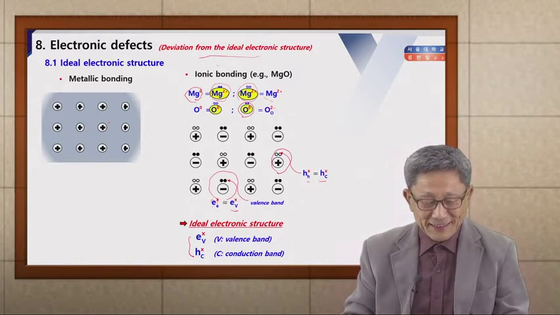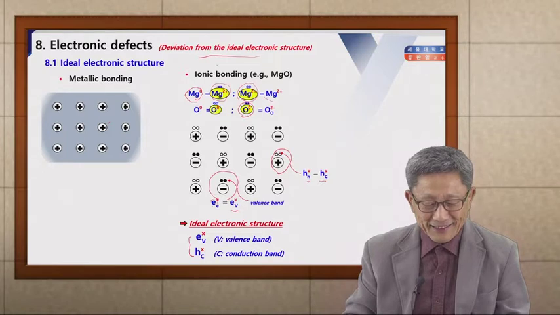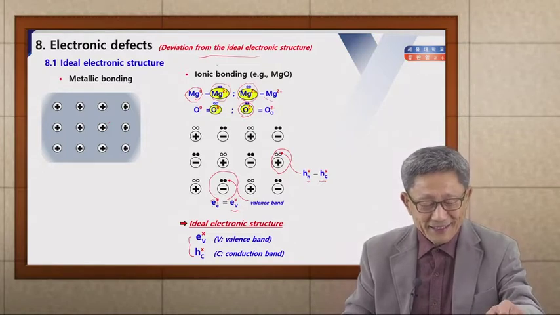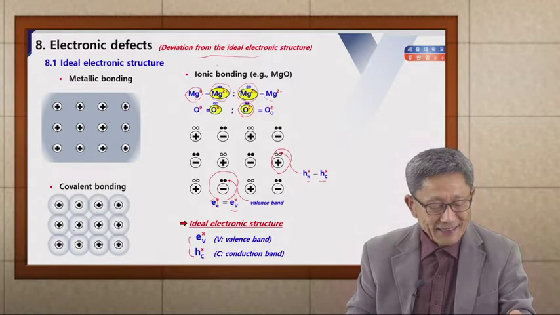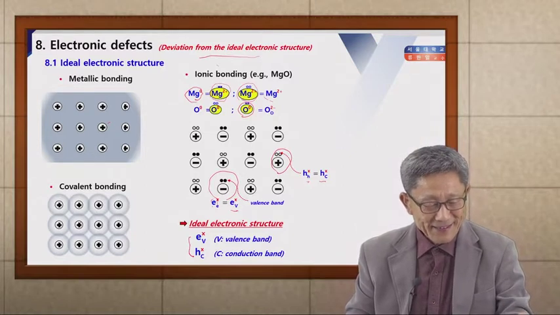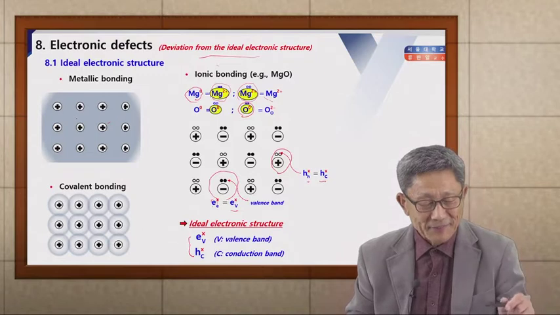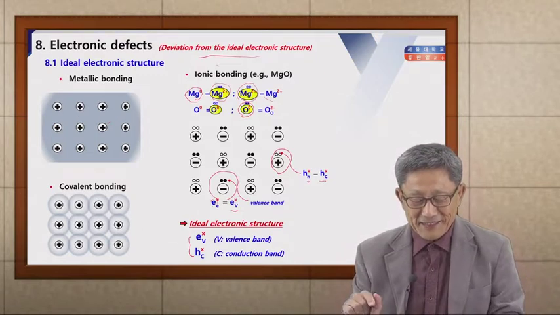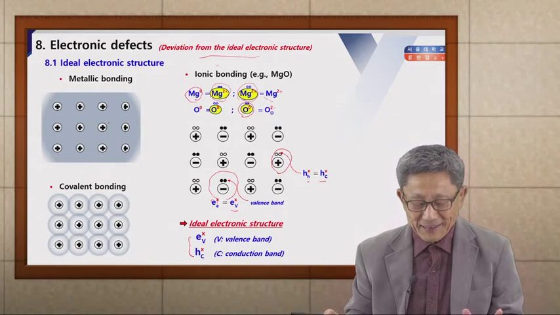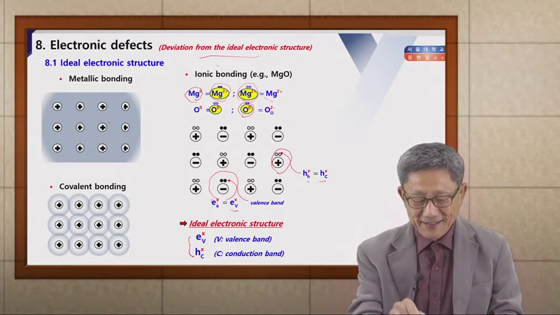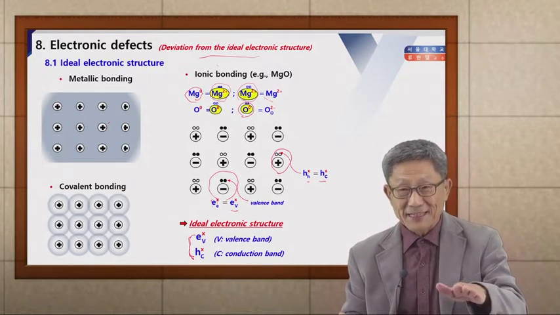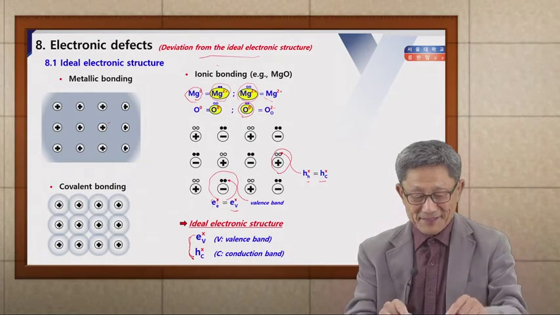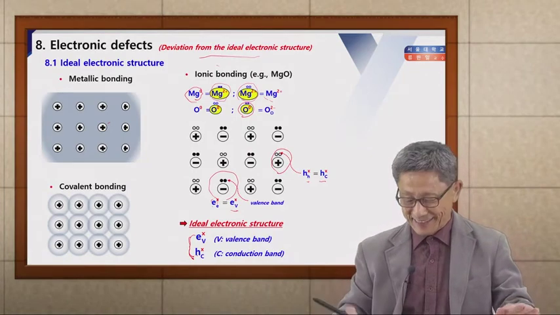Now let me show a typical semiconductor, whose electronic structure is in between. So actually, the outermost electrons of each ion core are shared by nearest neighbor cations. So in this sense, it is distinguished from the metallic bonding. Okay, so in conclusion, what is the ideal electronic structure? This is the ideal electronic structure. All valence states are filled with electrons, and all conduction band is, say, filled with holes, emptiness. That's it.